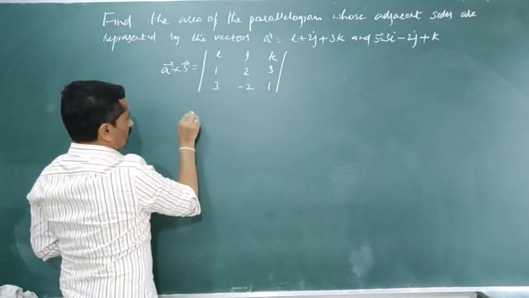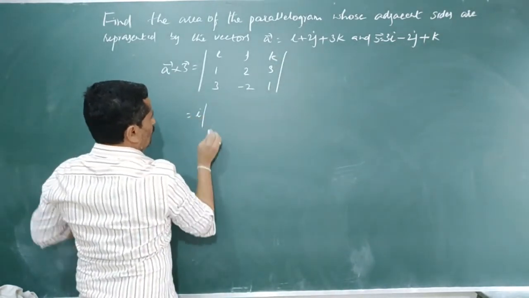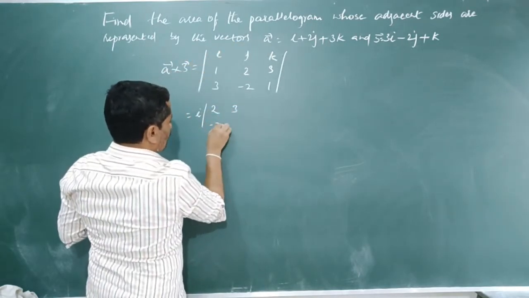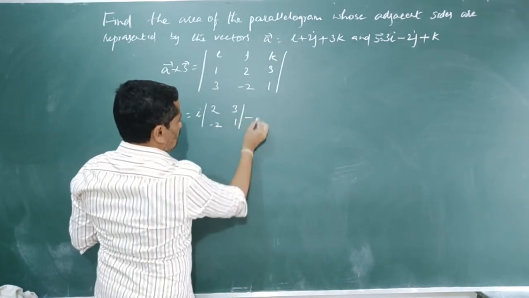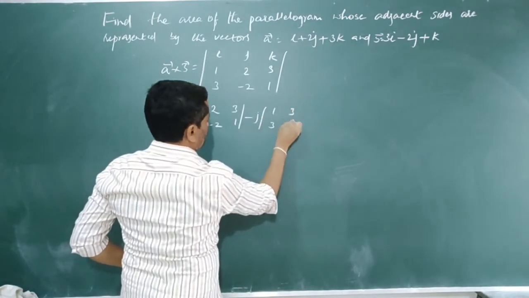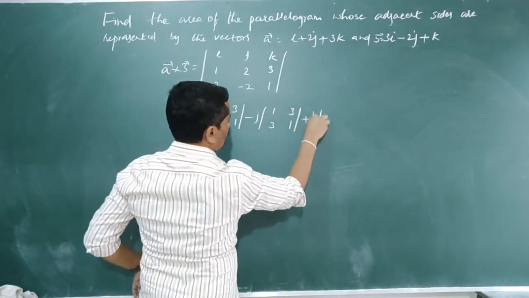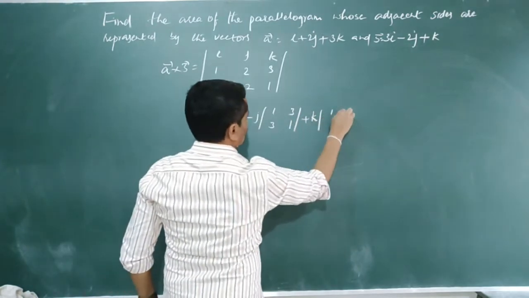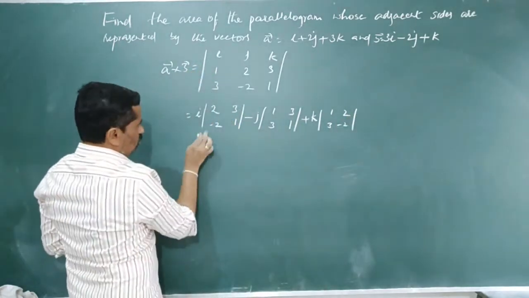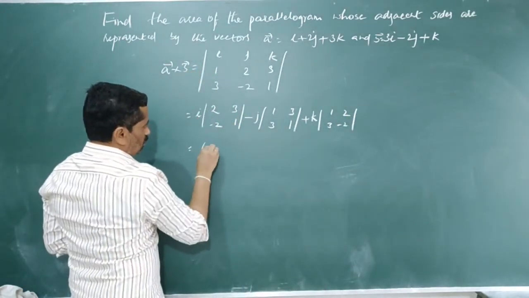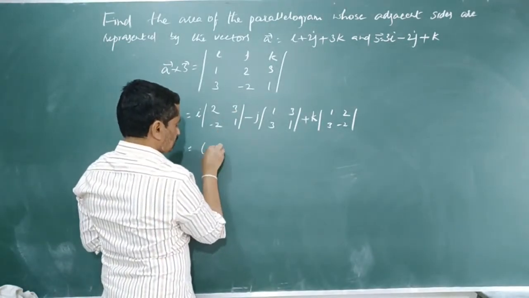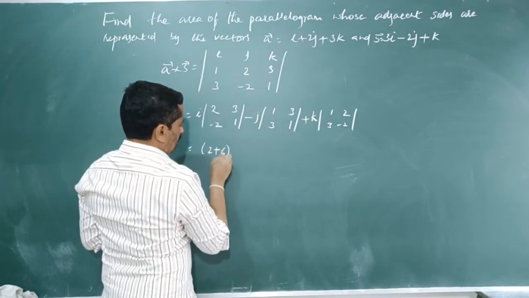Now expansion of the determinant, that is i into the determinant of, leaving the entire row and column, 2, 3, minus 2, 1. Again minus j into the determinant of 1, 3, 3, 1. Again plus k into the determinant of 1, 2, 3, minus 2. Simplification, that is equal to 1 into 2, we have 2, minus 2 into 3, minus 6, minus of minus plus 6 of i.